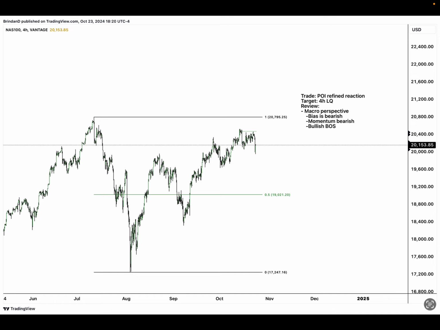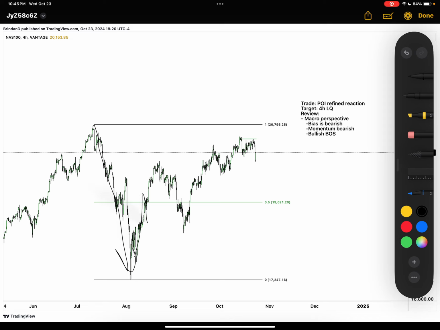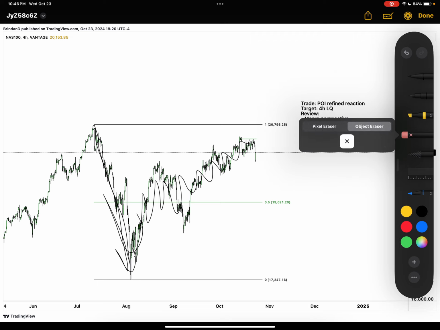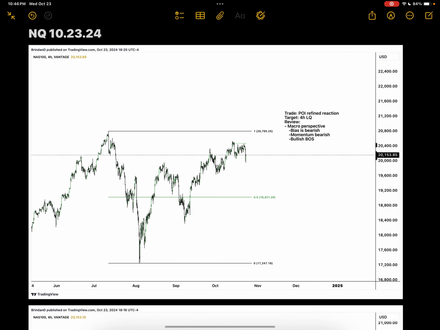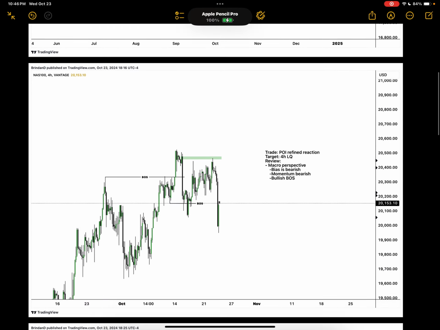So from the macro perspective, my bias was bearish on this. Momentum is bearish, as you can clearly see, just based on price action from the top of the leg here moving down, versus this, which is very jagged, and this is very smooth. So that's the first thing. The third thing is the bullish break of structure, which occurs here, but I'll show that on the next chart. That's pretty simple.